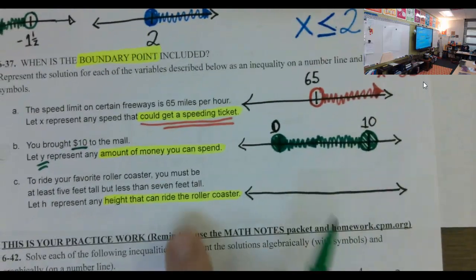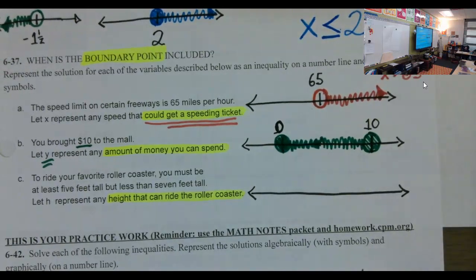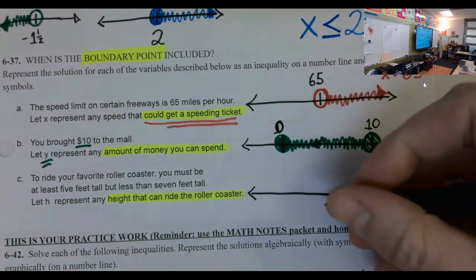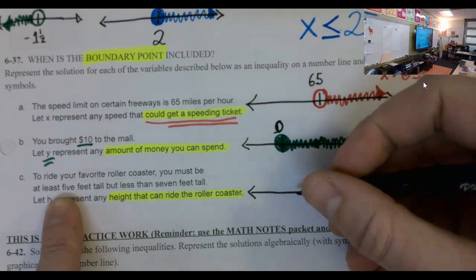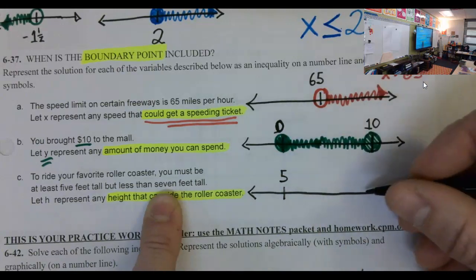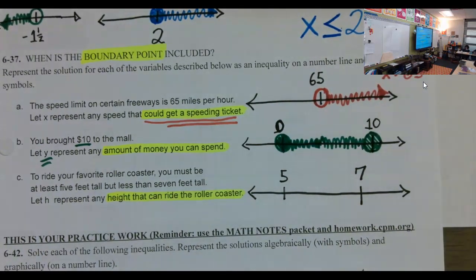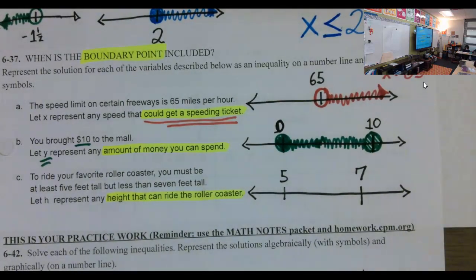Sophie in C. What number do we care about? Yeah, 5 feet, but also 7. So we're going to have a 5. We're going to have a 7. All right, so the circle at the 5.